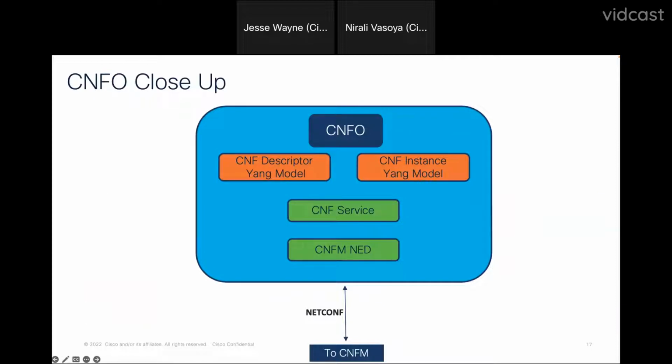CNFO close-up. So the Helm chart variables that I referenced before are going to be defined here in the CNF descriptor and the CNF instance, both of which are handled as YANG models. So you can think about the CNF descriptor as the place where static characteristics are defined that are going to remain the same across CNFs, whereas the CNF instance is where specific items to a CNF, such as the cluster name, the namespace, or any other variables that could change across CNFs will be defined. This is also where the CNF service will be defined and the CNF NED to speak to the local CNFM.